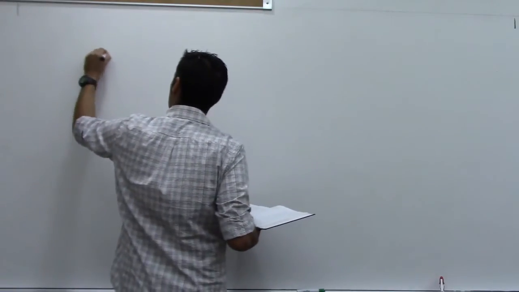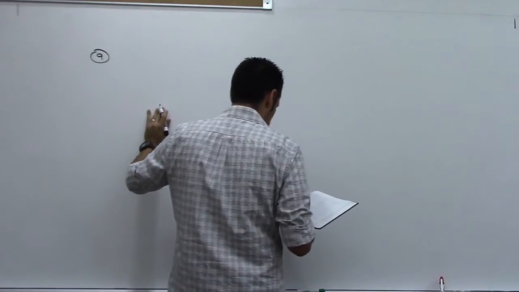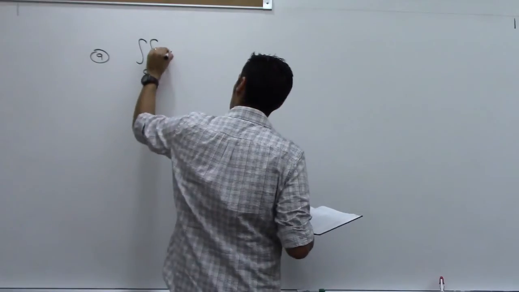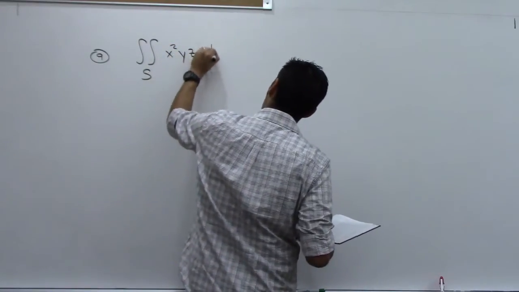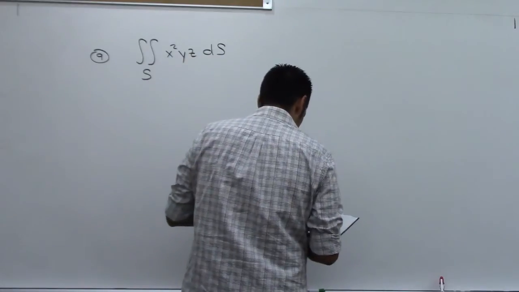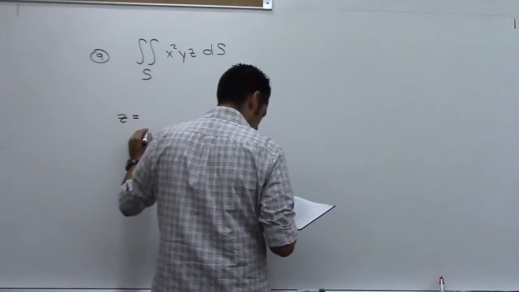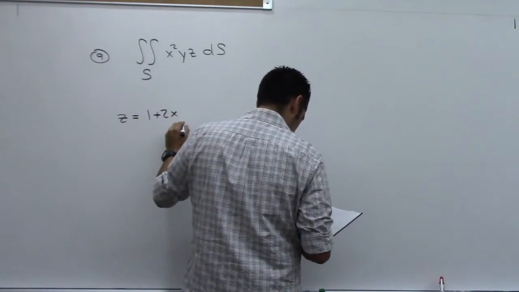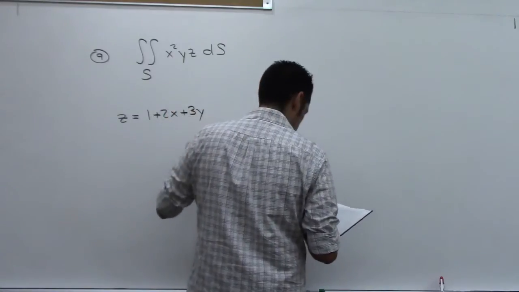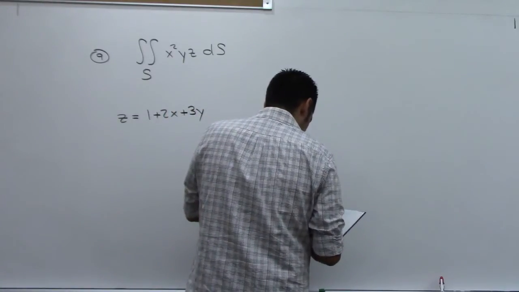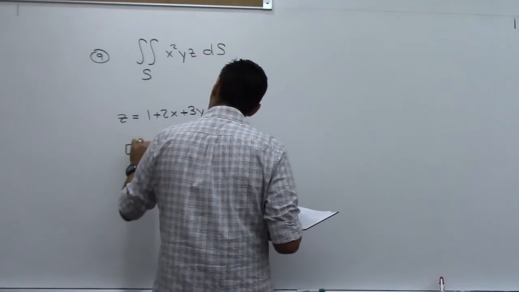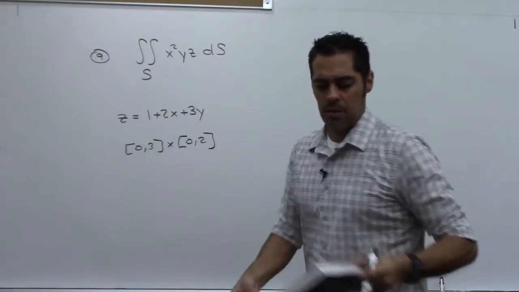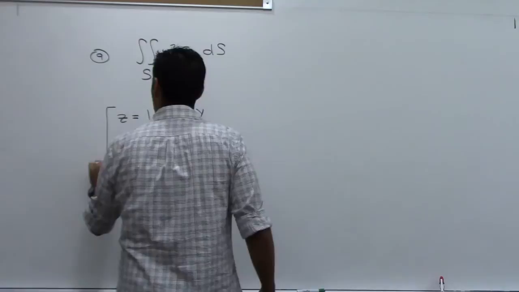So 9 is different because they give you the surface integral they want you to evaluate. They want it to be x squared yz with respect to surface area. They say that S is part of the plane z equals 1 plus 2x plus 3y that lies above the rectangle [0, 3] by [0, 2]. So this is the definition here of S.